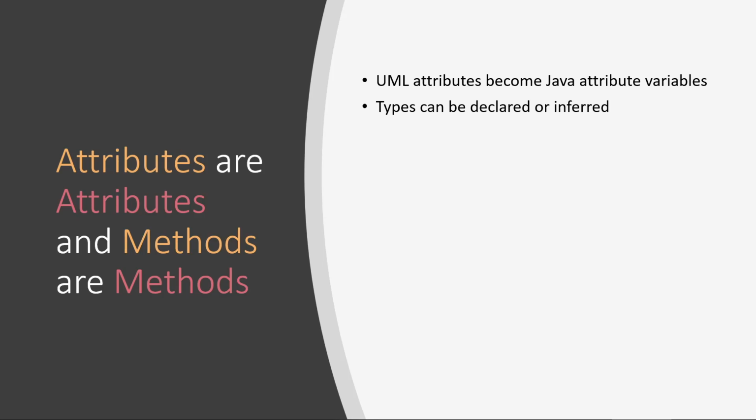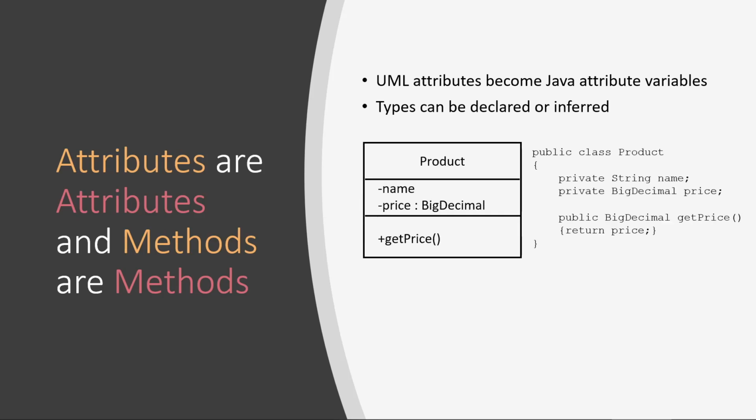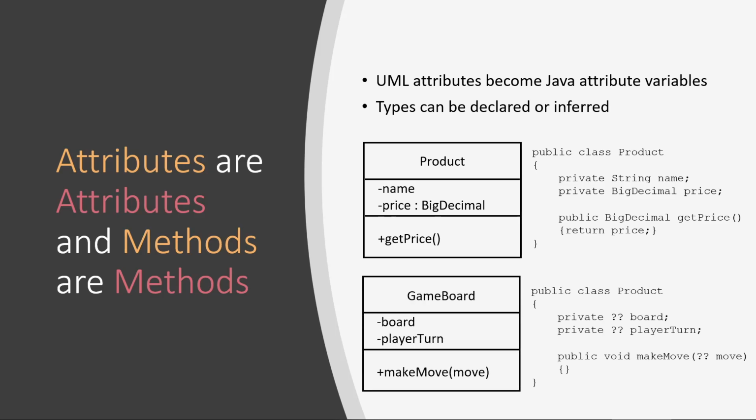So the simple thing to say is Java is an object-oriented programming language. Attributes in UML are attributes in Java. Methods in UML are methods in Java. So when I see attributes and methods in a diagram, they translate to pretty much the same thing here in Java. Name goes to name, price goes to price, get price goes to get price. Similarly, on game board, we have board and player turn and make move, and they translate over here.